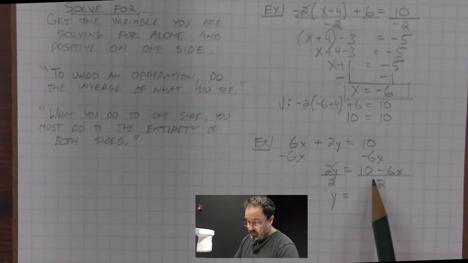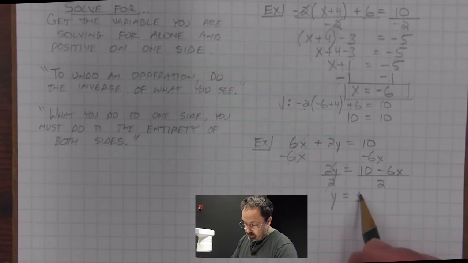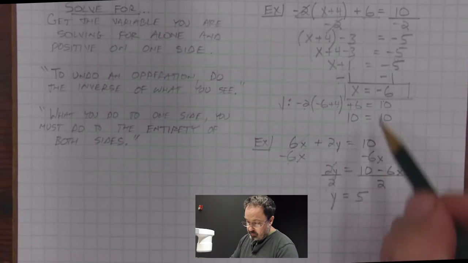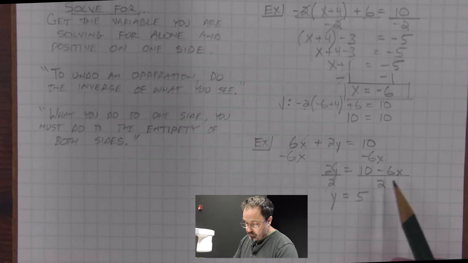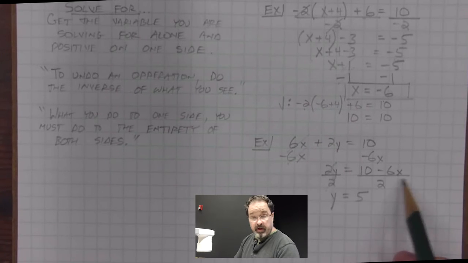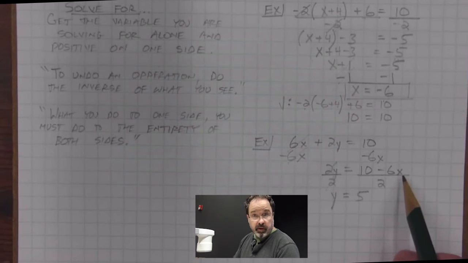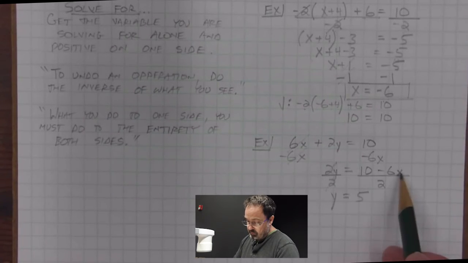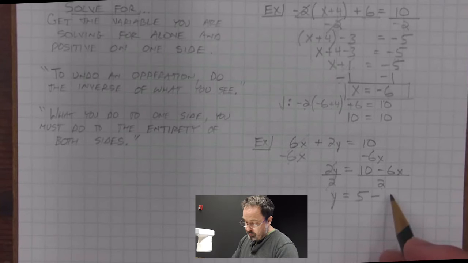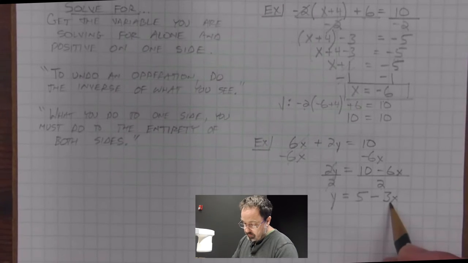This 2 is going to divide both these terms. So I can't just divide the 10 by 2 and get 5. Just like in the problem above here, we want to be careful. This 2 is dividing the entire side, and there were 2 terms on that side, so each term gets divided by 2. This negative 6x divided by 2 will be a negative 3x.